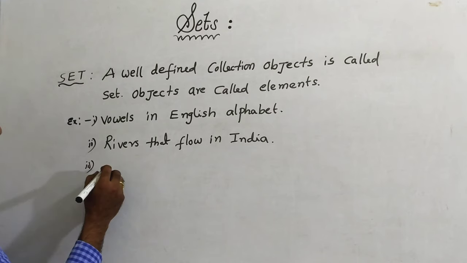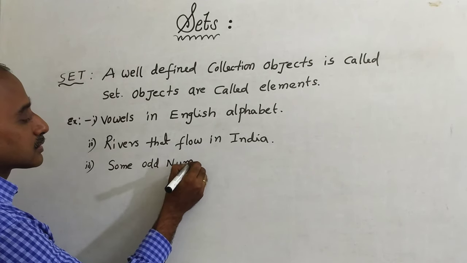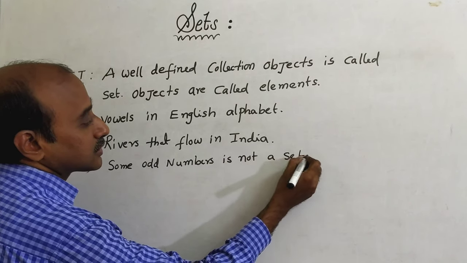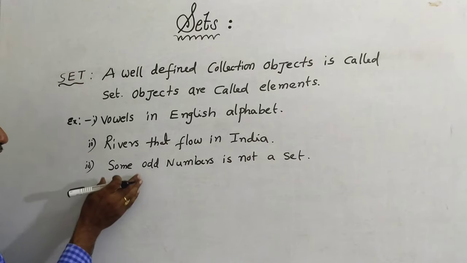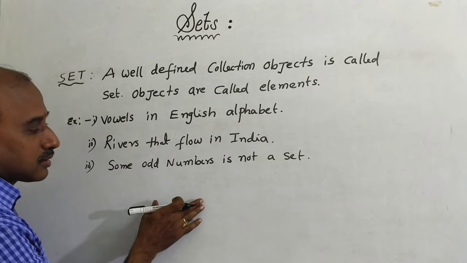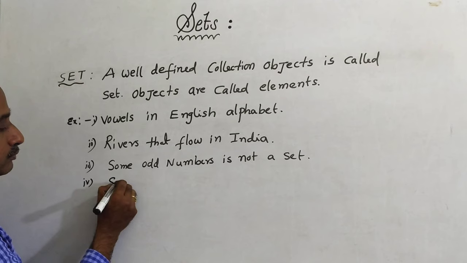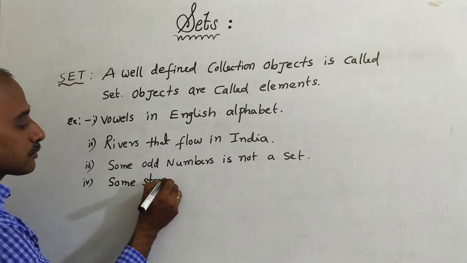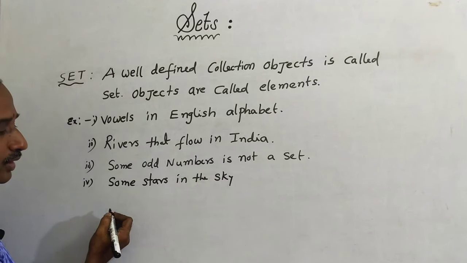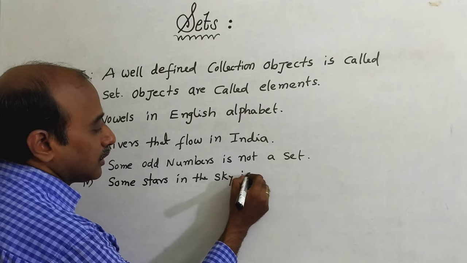Third one, suppose some odd numbers is not a set. Why is it not a set? Some odd numbers are not well defined. Some means we don't know which odd numbers. It is not well defined, so it is not a set. Fourth one, some stars in the sky. We don't know which stars, we have only said some stars. It is not well defined, so it is not a set.